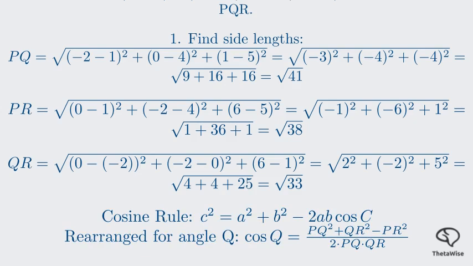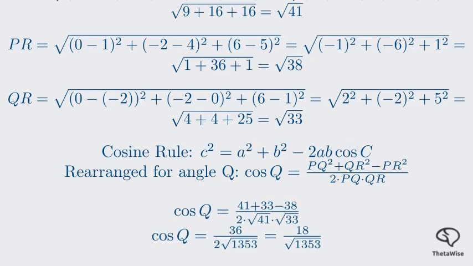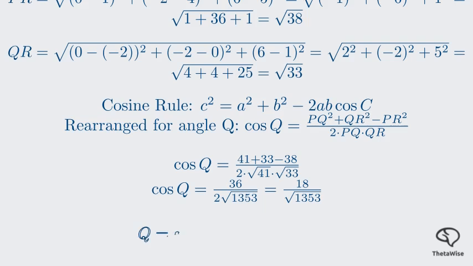To find angle Q, we'll rearrange the formula to cos Q equals PQ squared plus QR squared minus PR squared, all over 2 times PQ times QR. Substituting our values, cos Q equals 41 plus 33 minus 30, all over 2 times root 41 times root 33. This simplifies to 18 over the square root of 1353. Taking the inverse cosine, we find that the angle Q is approximately 60.7 degrees. So angle PQR is about 60.7 degrees.